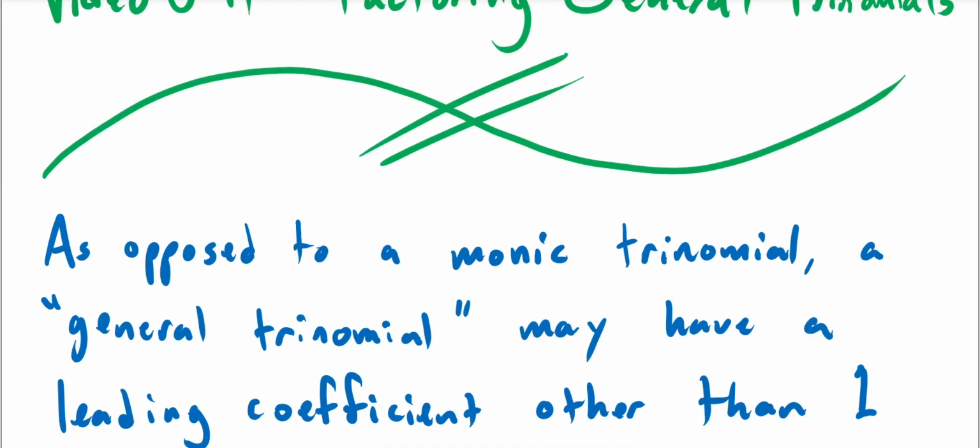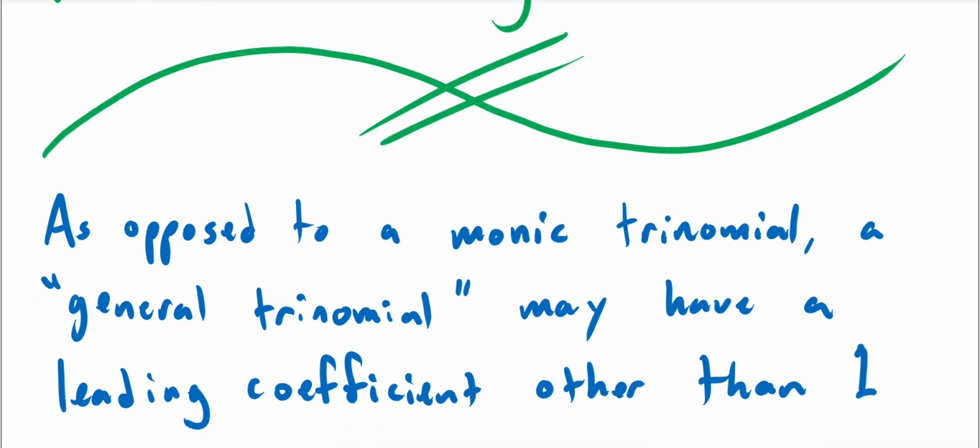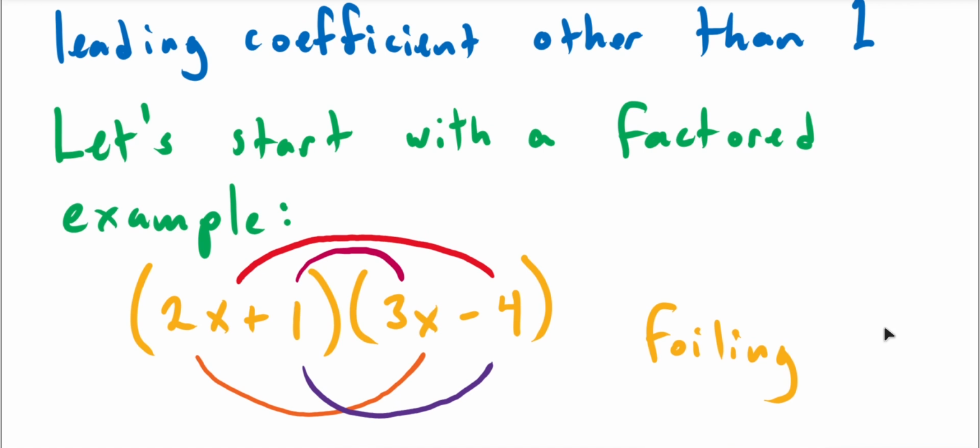As opposed to a monic trinomial, a general trinomial may have a leading coefficient other than 1. Let's start with an already factored example. Let's take 2x plus 1 and FOIL it with 3x minus 4.